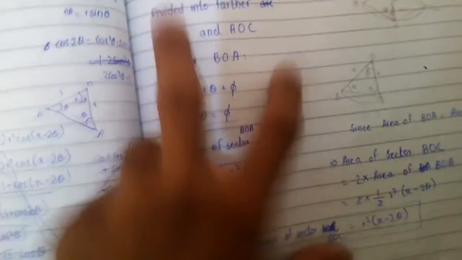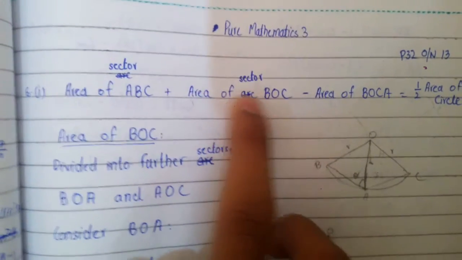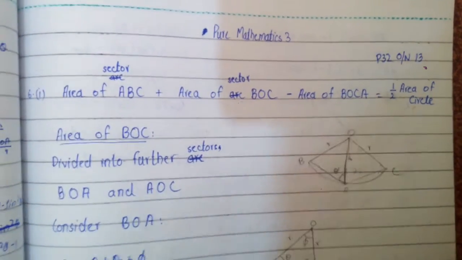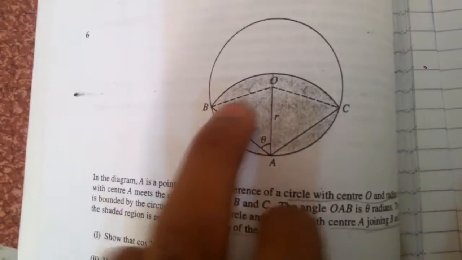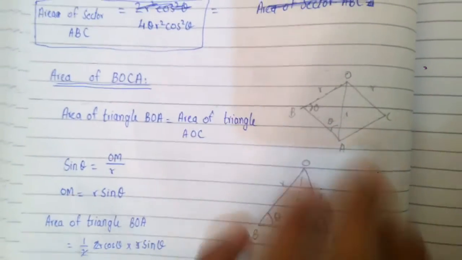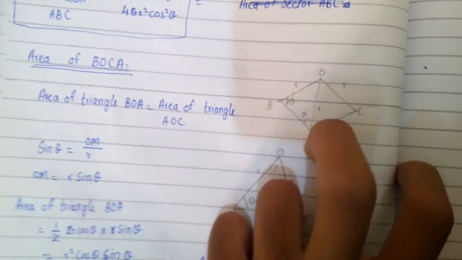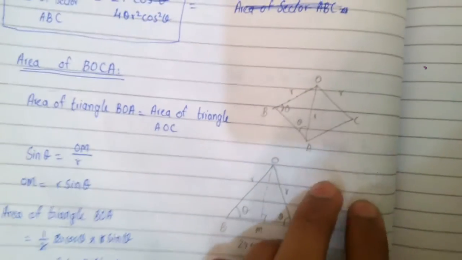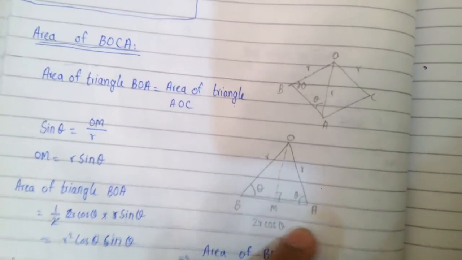Next, now we have found two things, the area of sector ABC and the area of the other sector as well. Now we need to know the area of the quadrilateral BOCA, which is over here. In order to find this area, you have to divide it into two triangles, which are both equal, BOA and AOC. I have drawn BOA over here.